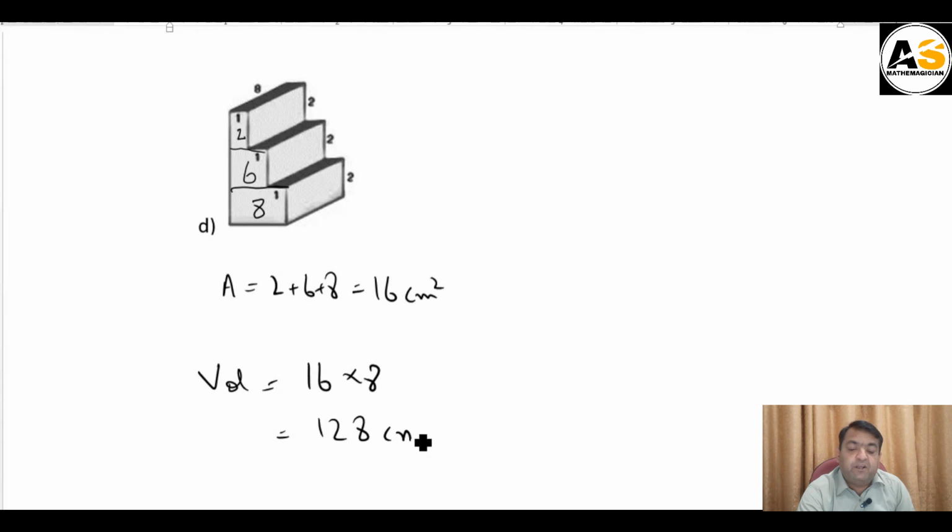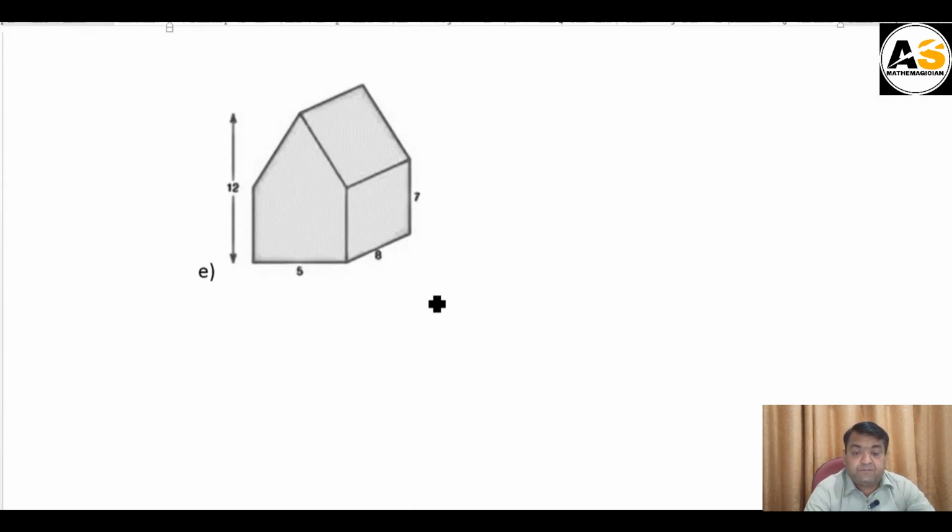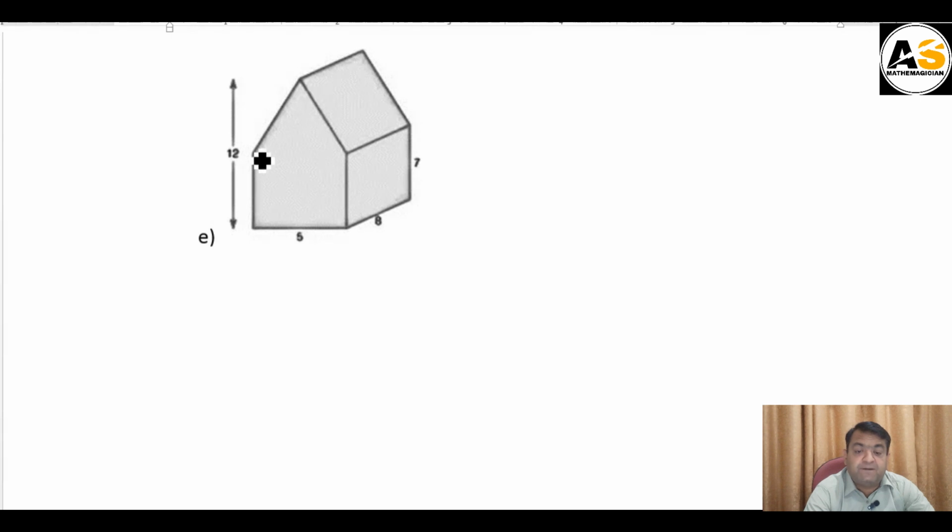128 centimeter cube or unit cube, whatever is the unit of these lengths. I hope this is clear. Now we move to this shape. This is the cross section of this prism and this is its length.